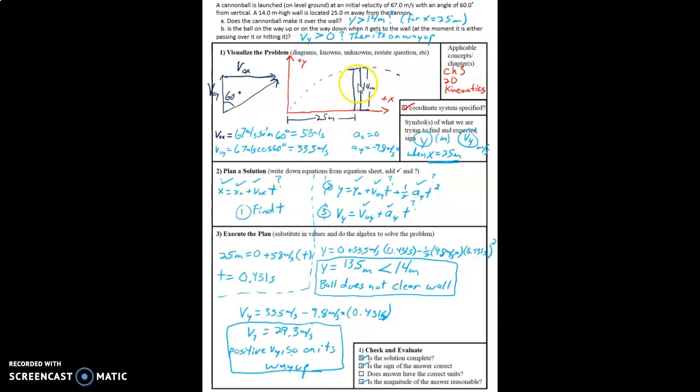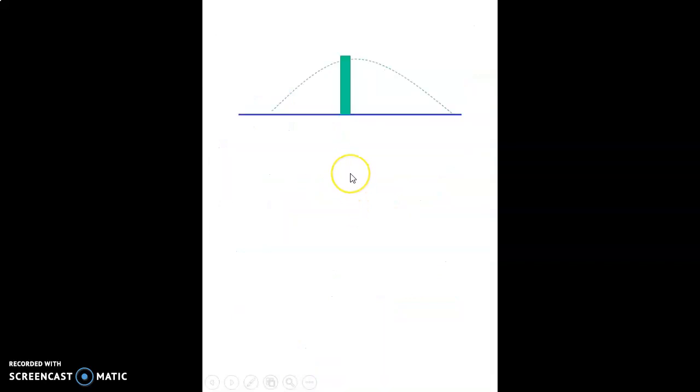I'd also like to take a moment and talk about the diagram. This diagram was definitely incorrect, and so on your paper, I'd like you to draw a better diagram than what's up here. So here's an example of what the diagram might look like. So here it is, the ball is hitting the wall on the way up. But remember, at the beginning of the problem, you didn't know what the diagram was going to look like. You didn't know if it was going to go over the wall or not. You didn't know if it was going to be on the way up or not.